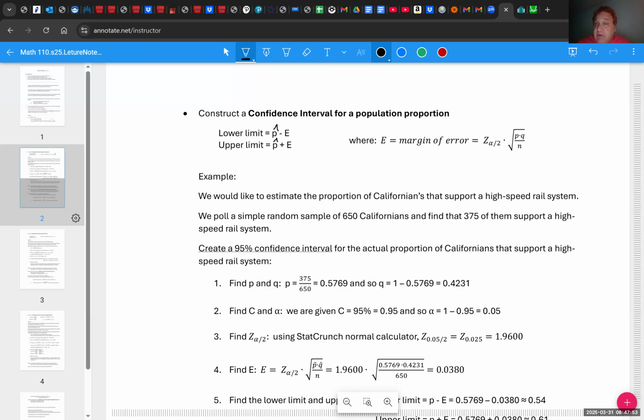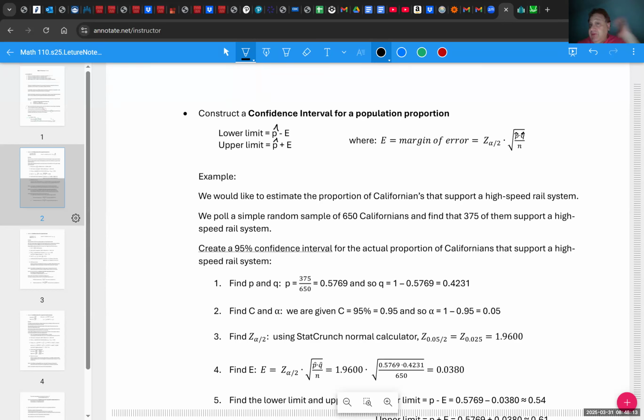where E is a formula. It's called the margin of error, and it is Z alpha over 2, our favorite Z thing, and then we have the square root of P hat times Q hat over N. Yeah, my hats are disappearing from my PDF maker, and I don't know how to fix that, but I can just draw them in there. That's how I fix it.